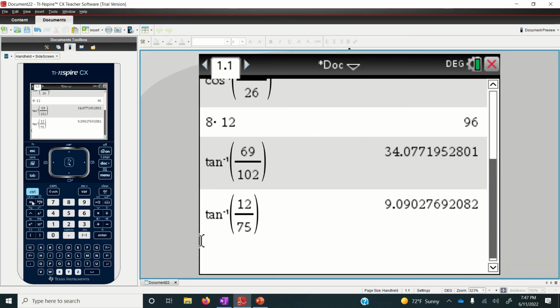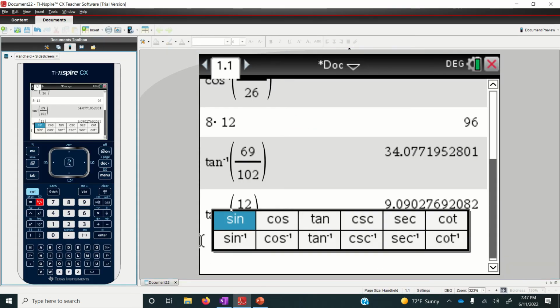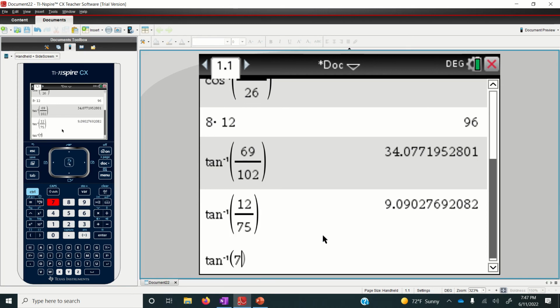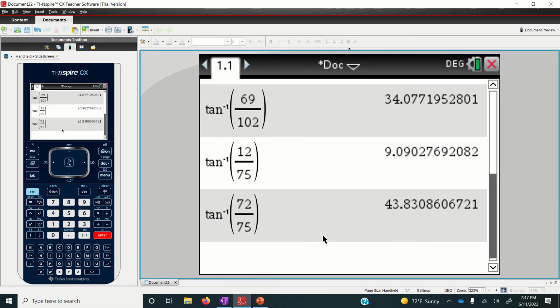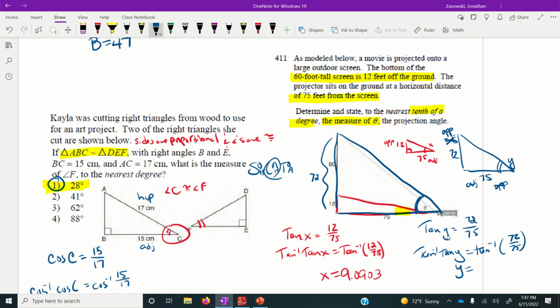So tangent inverse of 72 over 75 is 43.80309.